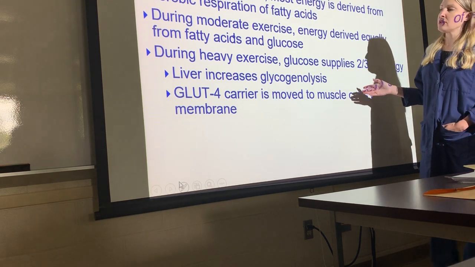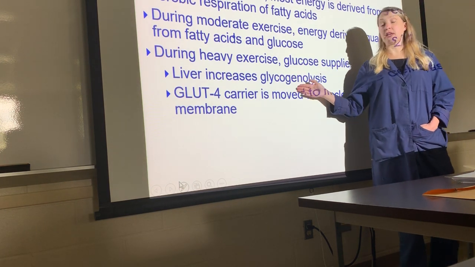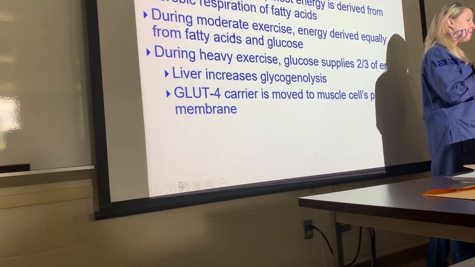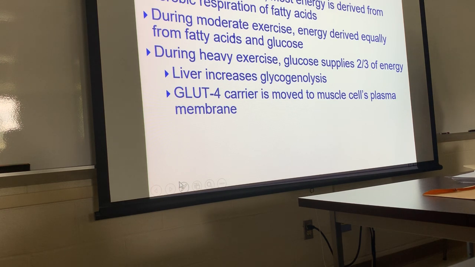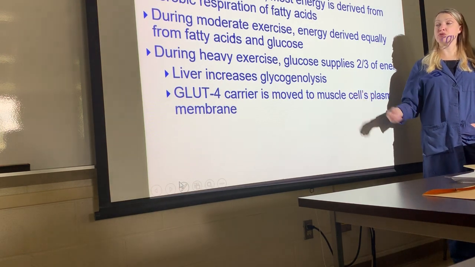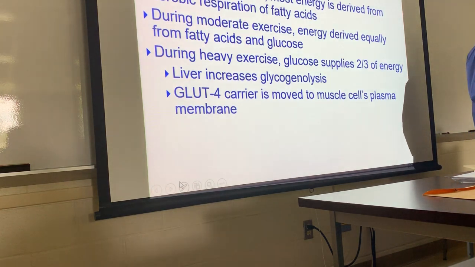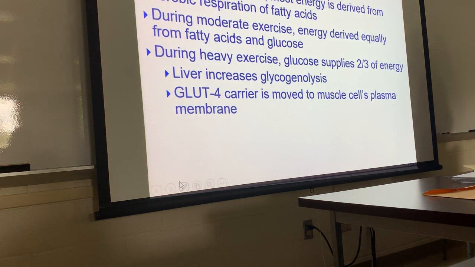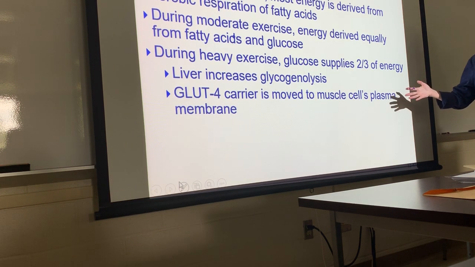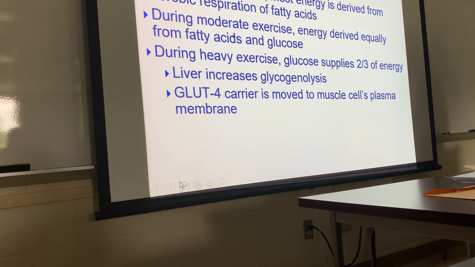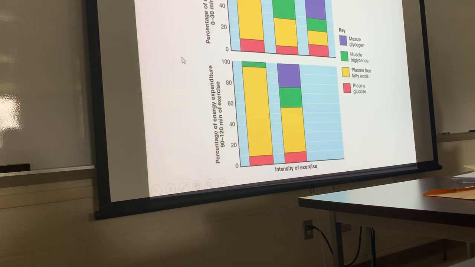And in general, the liver is going to increase glycogenolysis because we're going to need more blood glucose. We're going to need more glucose in the bloodstream. And we also have a special transporter called the GLUT4 carrier that's going to move to muscle cells' plasma membranes so that they can take in more glucose to make energy.